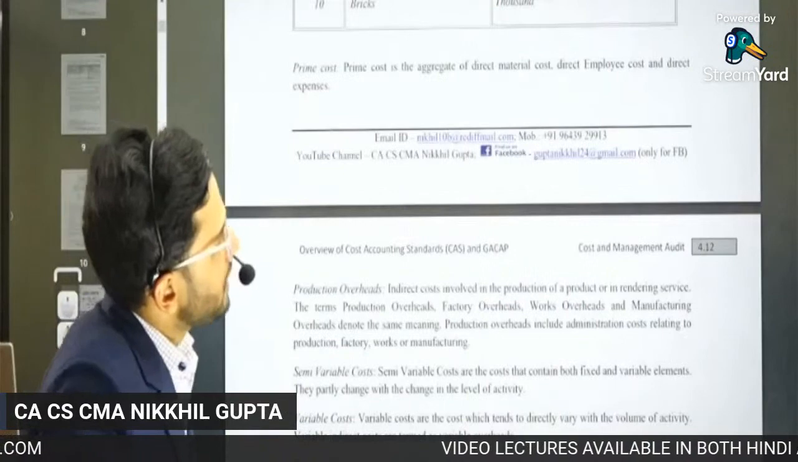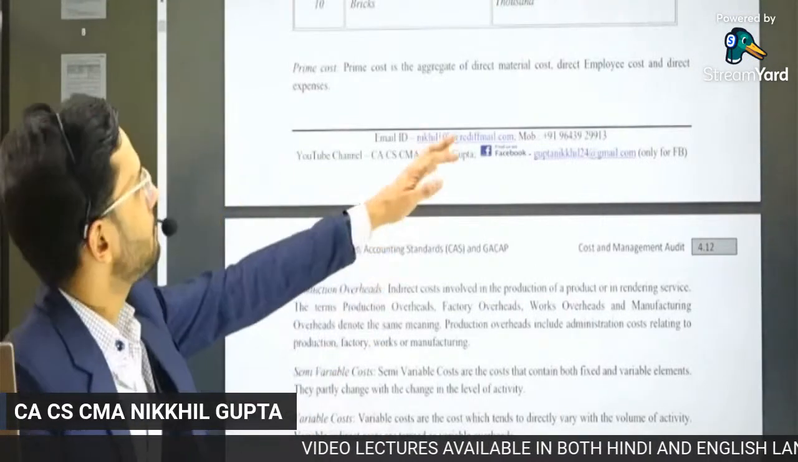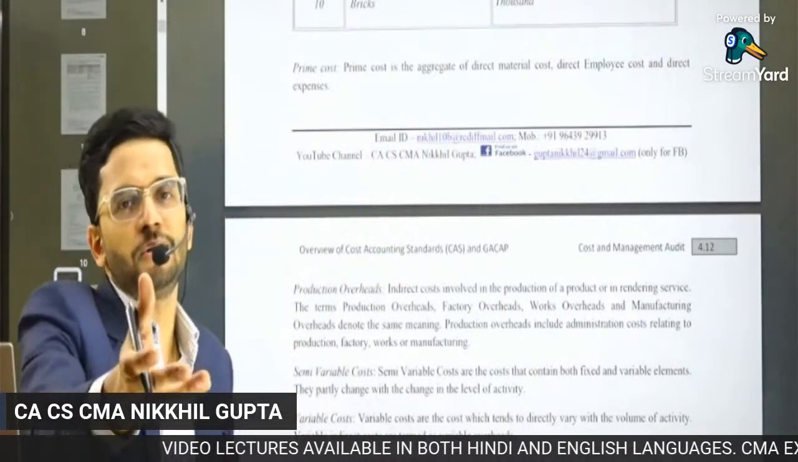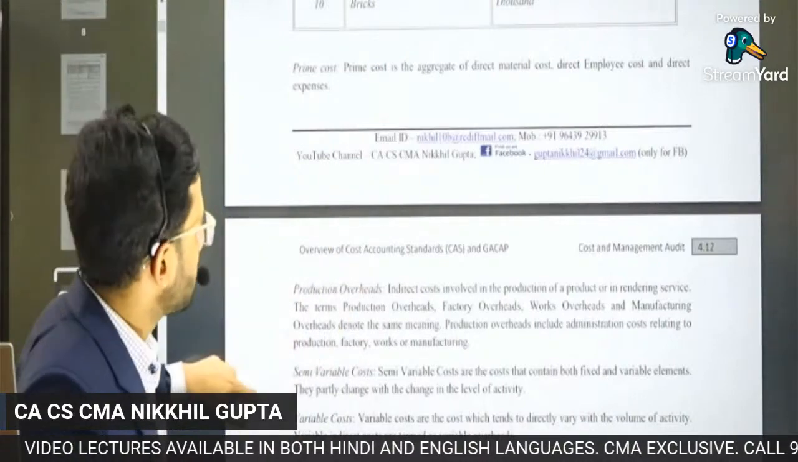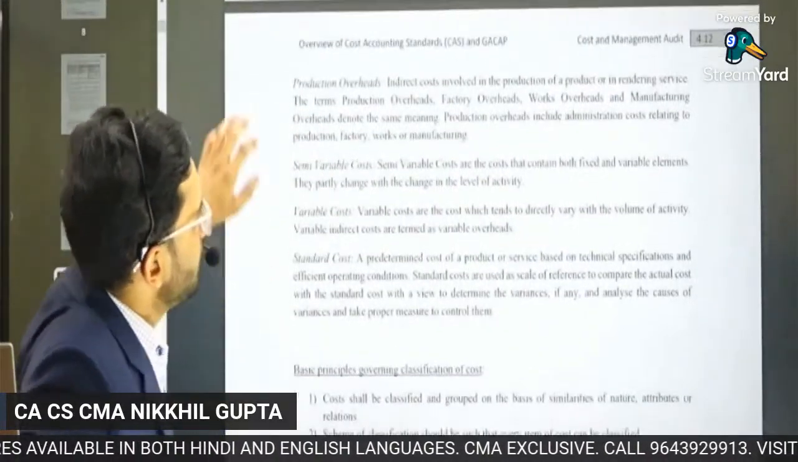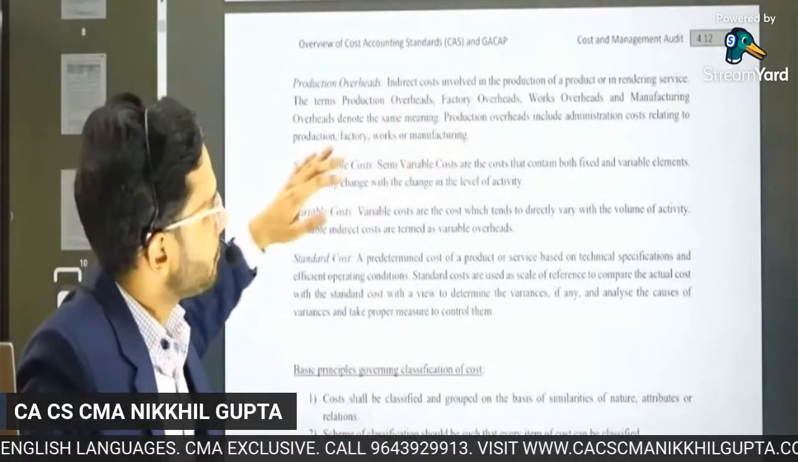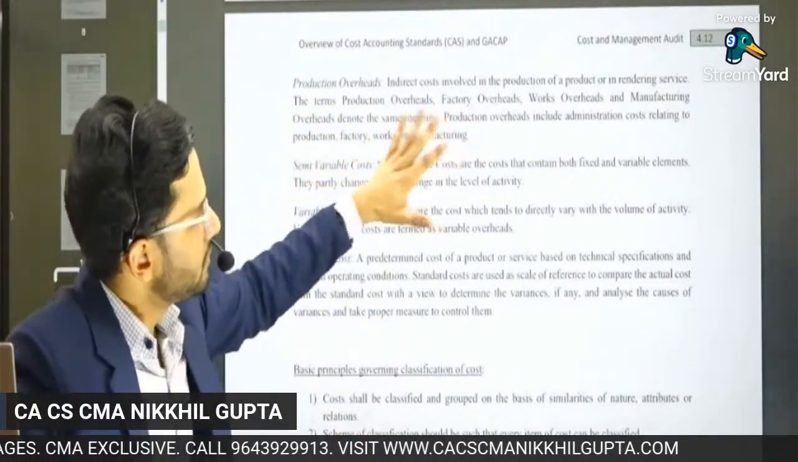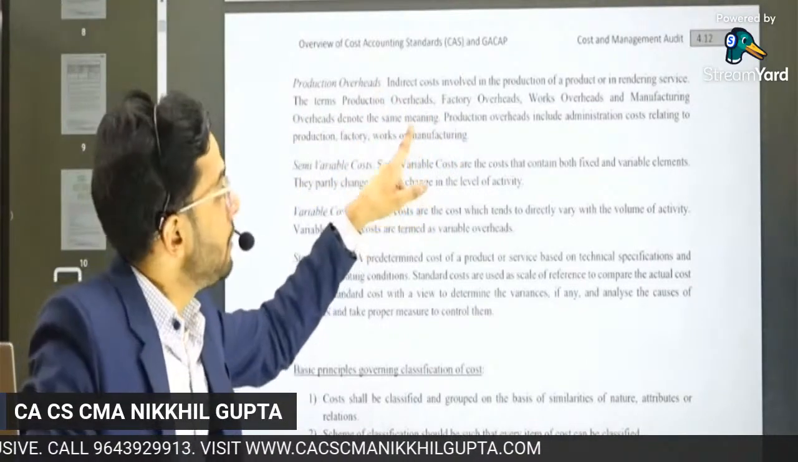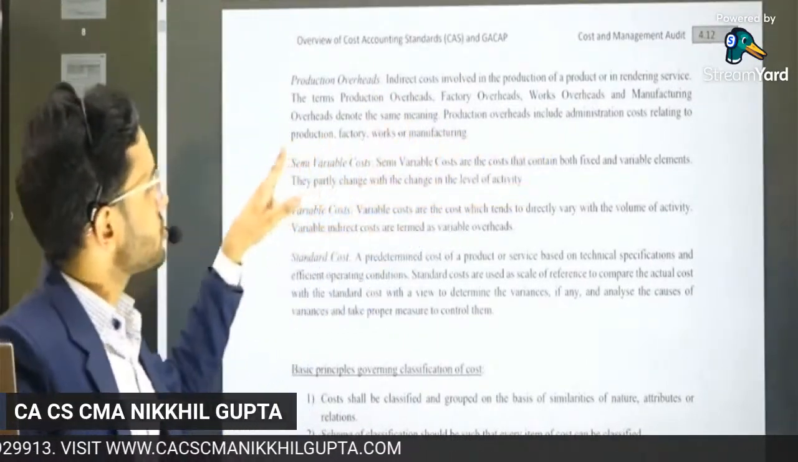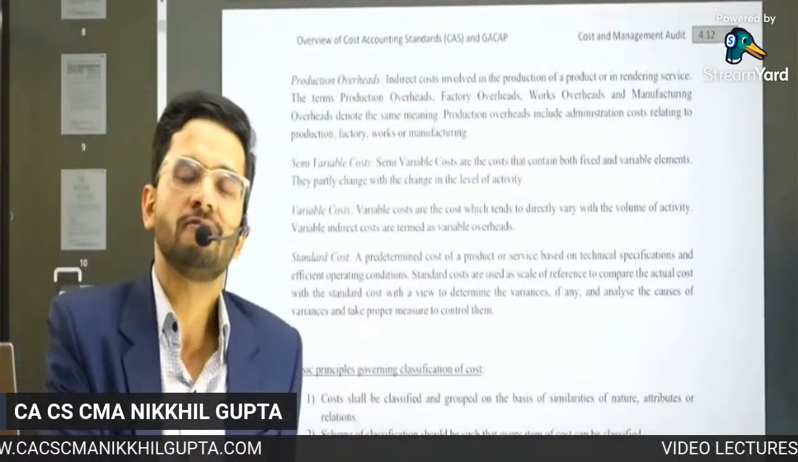Next is prime cost. Prime cost is an aggregate of direct material cost, employee cost, and direct expense. You already are aware of it. Still, we are studying it because it is in black and white over here. Okay, production overhead, very important. Any indirect cost involved in production of a product or rendering services. Very important line, please underline this line. Production overhead includes administration costs related to production, factory, or works and manufacturing.